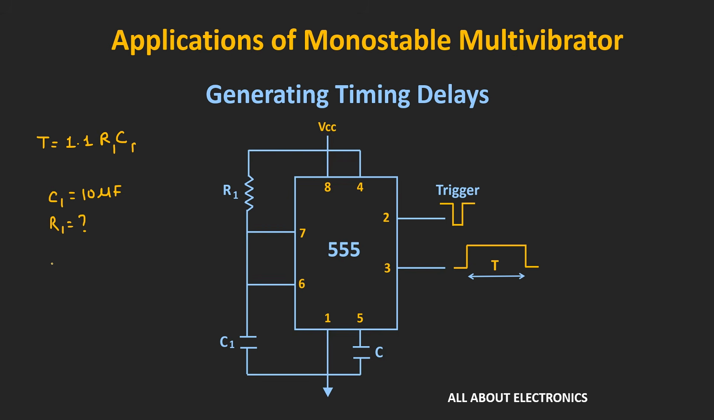So here T is equal to 1 second, and if we put all these values in this expression, then the value of R1 will be roughly around 91 kilo ohm. So using these values, we can generate a time delay of 1 second. This is one of the applications in which this monostable multivibrator can be used.